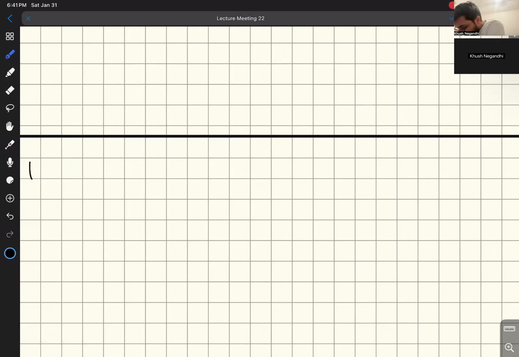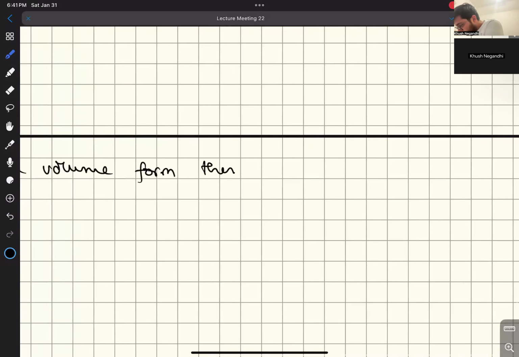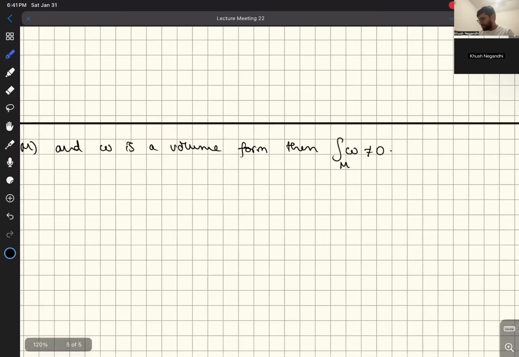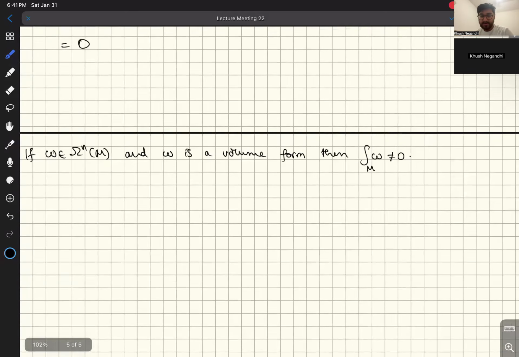So now if omega is a top form and omega is a volume form, then the integral over omega cannot be zero, right? It cannot be because this function is positive everywhere, or negative everywhere. Right? It's not zero. So this is just one thing to keep in mind. I'm not actually sure why I said this right now.